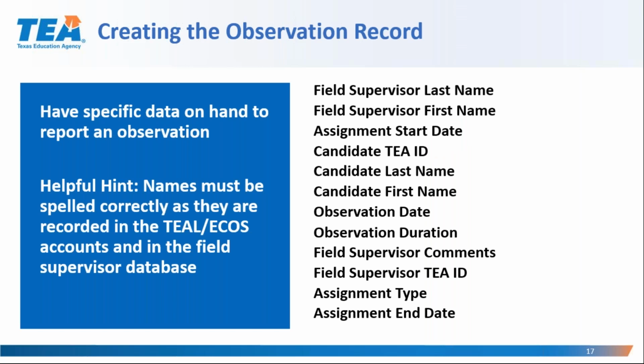When you are reporting observation data for your candidates, you will need to have some specific information on hand. You will need to have the first and last name and TEA ID number for both the candidate and the field supervisor that conducted the observation. Names must be spelled accurately as they are listed in ECOS and in your field supervisor database. You will also need to report the assignment start and end dates, as well as the actual date of the observation. The assignment type, the duration of the observation, and any comments about the observation will also be included in the record.